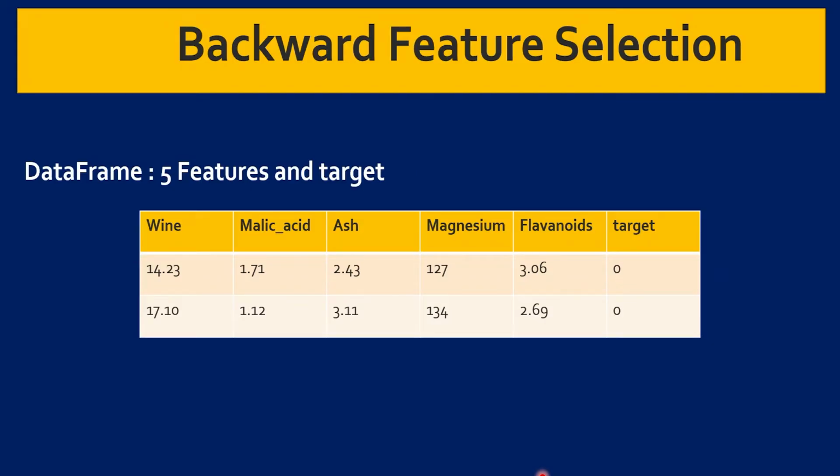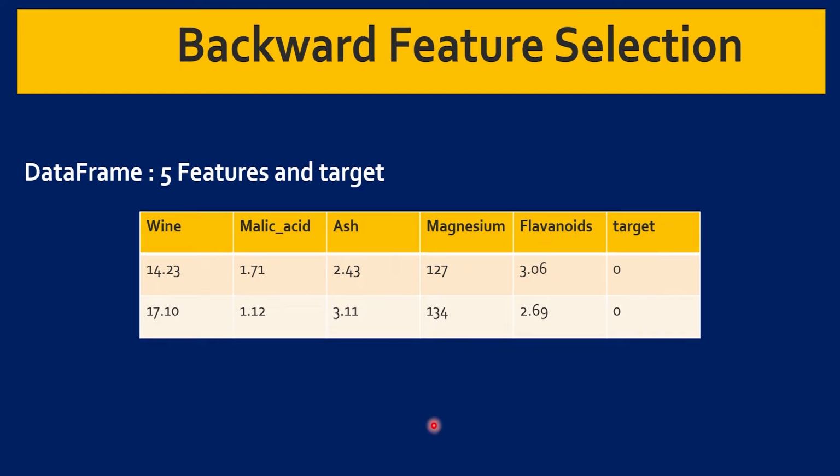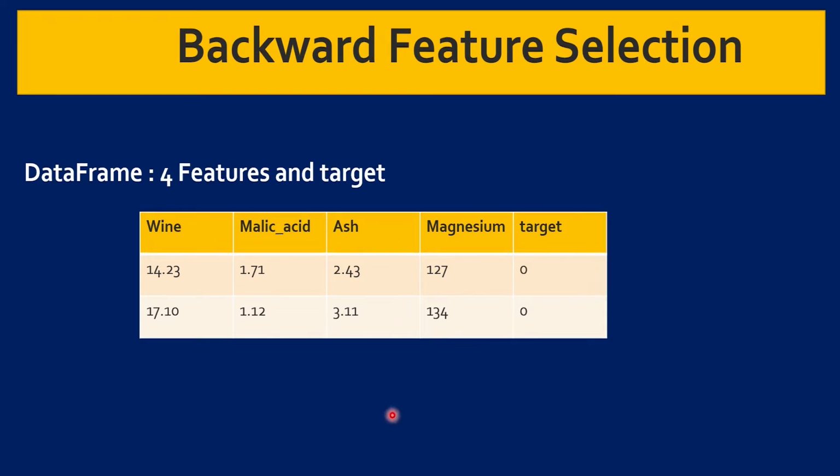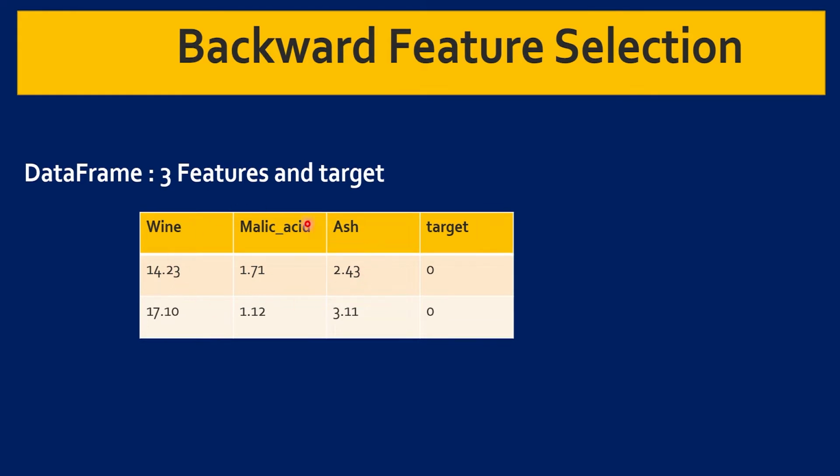Let's say we have 5 features in a data set. So these features are wine, malic acid, ash, magnesium, flavonoids, and this is our target variable. In the first iteration, it will take all these 5 features and fit our model, and it will check how much the accuracy of our model is. In the next iteration, it will take only 4 of these features and then again check the accuracy of the model. In the next iteration, it will take 3 features and check the accuracy of the model.